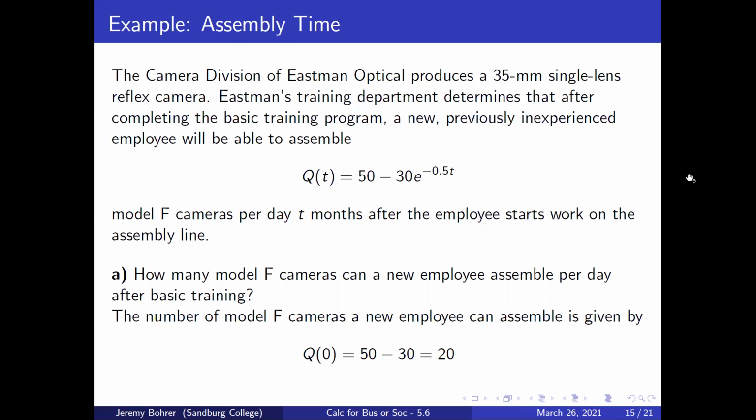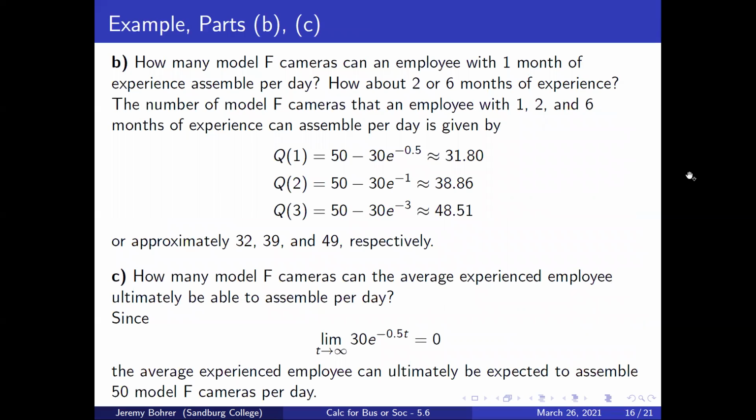The camera division of Eastman Optical produces a 35mm single lens reflex camera. Eastman's training department determines that after completing the basic training program, a new previously inexperienced employee will be able to assemble Q of t equals 50 minus 30e to the negative 0.5t Model F cameras per day, t months after the employee starts work on the assembly line. How many Model F cameras can a new employee assemble per day after basic training? The number of Model F cameras a new employee can assemble is given by Q of 0 equals 50 minus 30 equals 20.